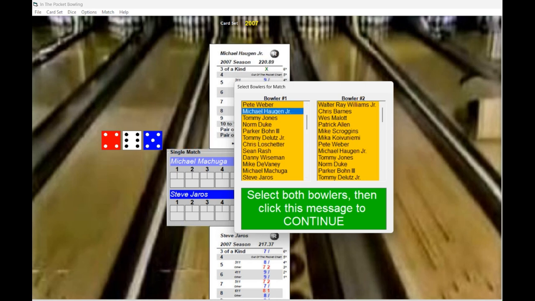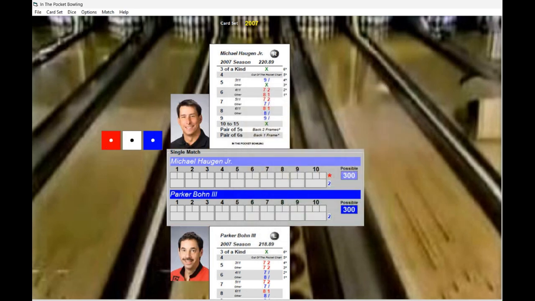Now we have Michael Hagan Jr., batting 220, against Jaros. And it will be the legend, Parker Bone III. He draws Bone in the next round. So he does that. Michael Hagan at 220 average. Parker Bone the third, 218. I remember him quite a bit.